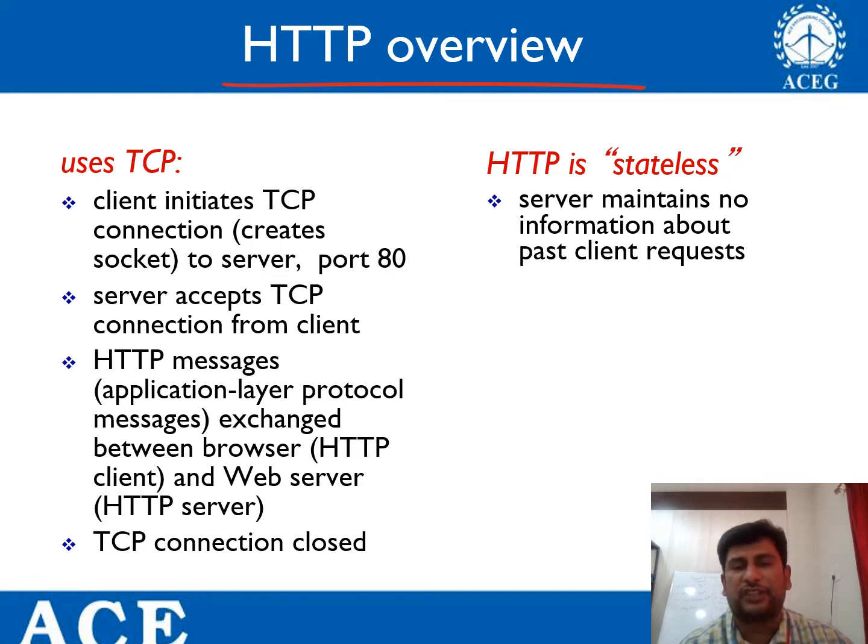Now, how is the connection established between the client and the server? For HTTP, the transport layer protocol which is used is TCP. So the client initially would make a TCP connection request to the server using port number 80. So here the client is making a request to the server's port number 80. Once the server receives the TCP connection request, it will accept it. Once the request is accepted, a connection is established between the HTTP client and HTTP server.